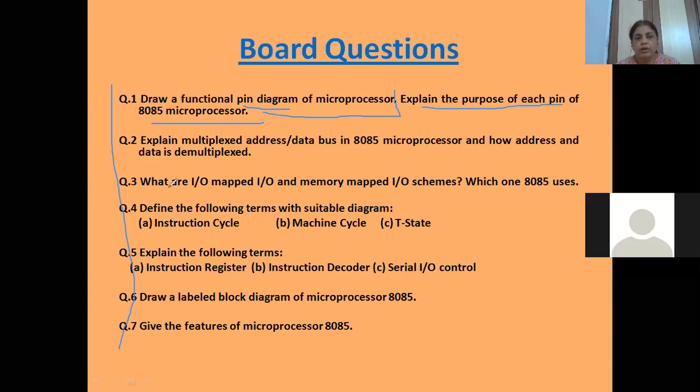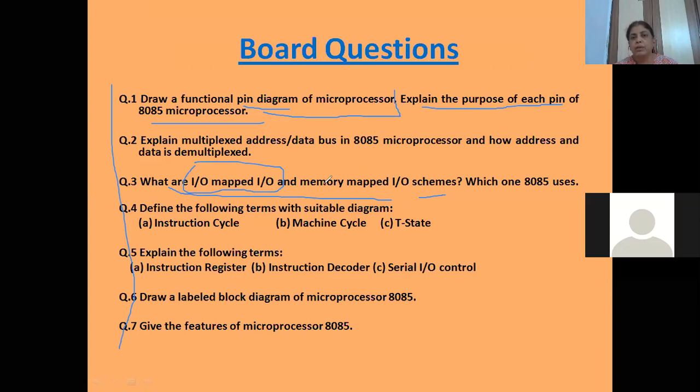और ये क्वेश्चन भी बहुत बार आया है, what are IO mapped IO and memory mapped IO scheme. तो IO mapped IO में we have the same addresses for input output devices and for memory. So who will differentiate whether the address on the address bus is for memory or for input output? It is differentiated by pin number 34, that is the IO bar pin. When that pin is low, that means the address on the address bus is for memory, and if it is high, that means the address on the address bus is for input output devices.